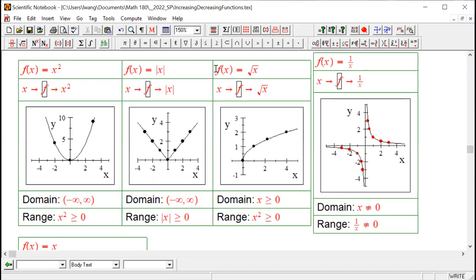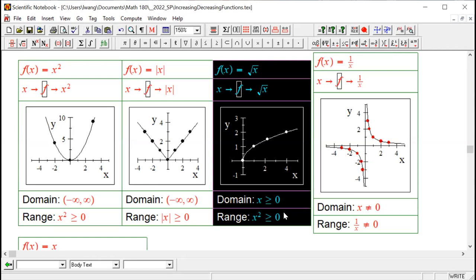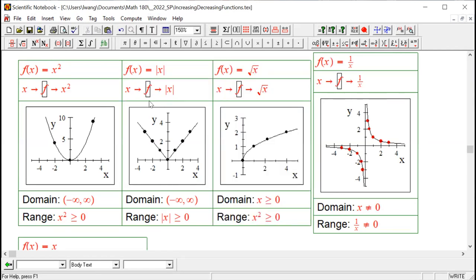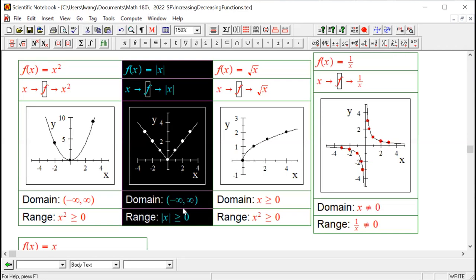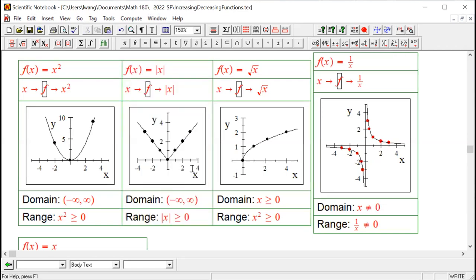This function apparently is increasing, right? This function apparently is increasing. Oh, how about this one? The absolute value function. Is it increasing or decreasing? It's very similar to the x squared function, right? On the whole of the domain, it's neither increasing nor decreasing.